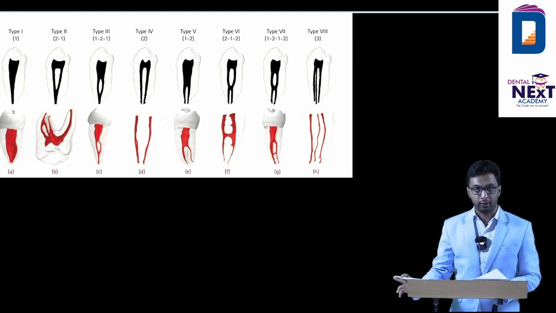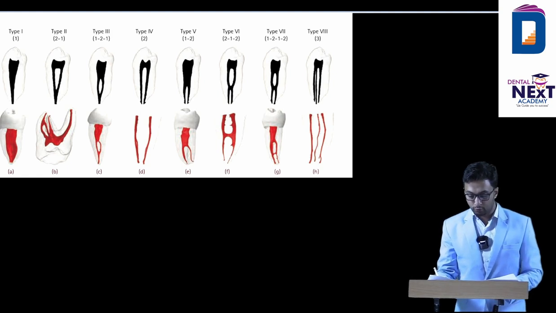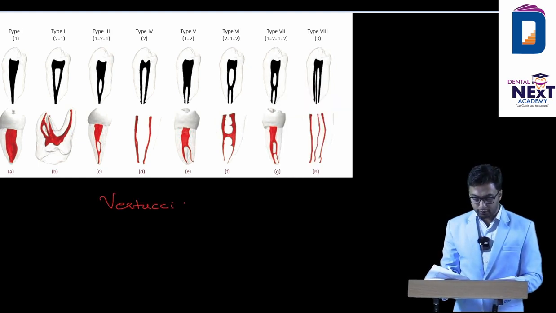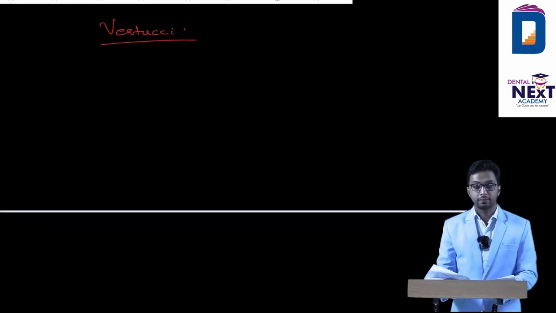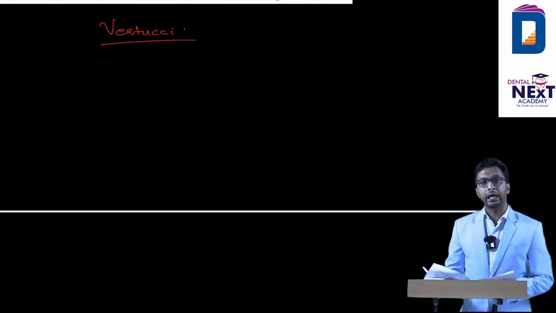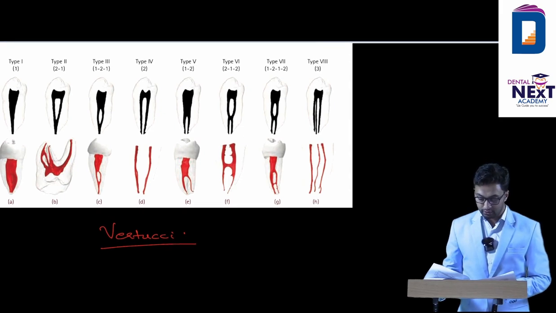No confusion at all. So we're going to start with the first group of classification, which is Vertucci's classification system. The spelling is Vertucci classification of root canal system. Now how to remember this? You have 8 different types of root canal system as per Vertucci. You can see here the picture, type 1 to type 8. But how to remember them?